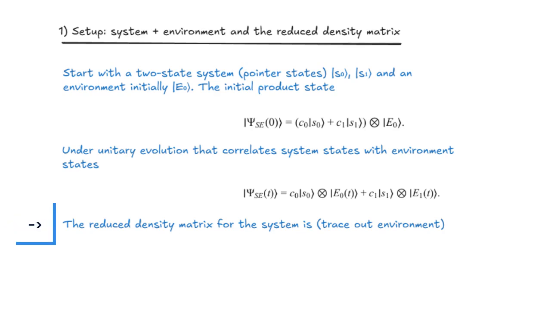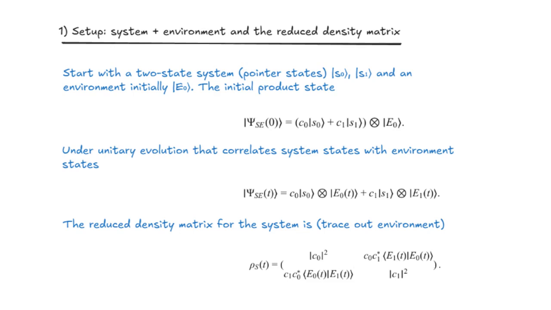The reduced density matrix for the system is the trace out of the environment. Plain language meaning of the reduced density matrix: we are now looking only at the system, ignoring the environment. To do that, we mathematically trace out the environment, which means we remove its degrees of freedom and keep only what the system is doing. The result is a 2x2 matrix that describes the state of the system at time t. Here's what each entry means in words.